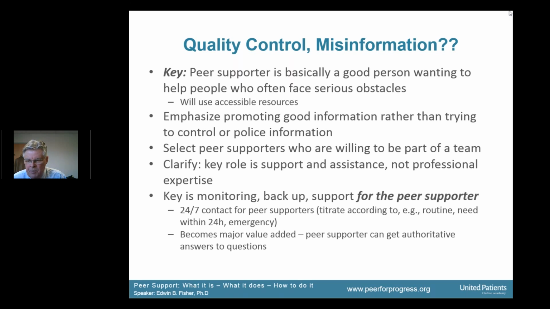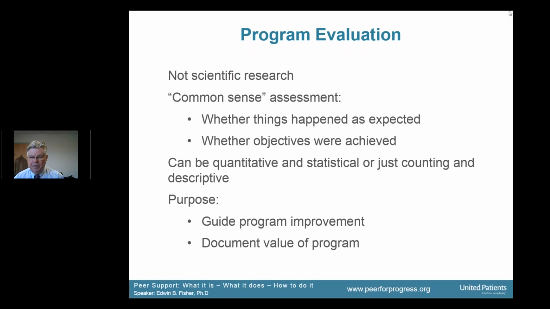Select peer supporters who are willing to be part of a team. It's important that they be a team player, as we say in the United States, not wanting to be a hero. Clarify that their key role is support and assistance, not professional expertise. And the key is back to what we talked about a minute ago: monitoring, backup, and support for the peer supporter, somebody they can turn to when they need help.